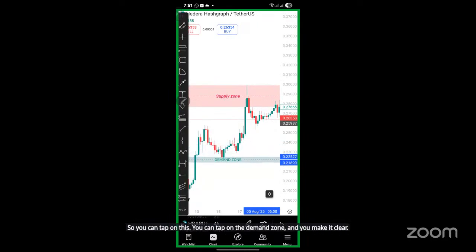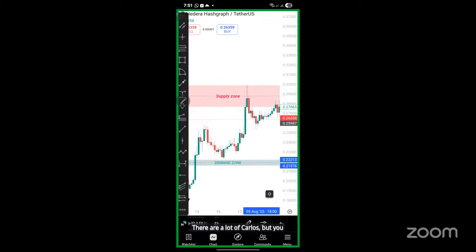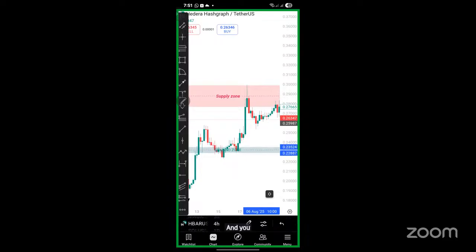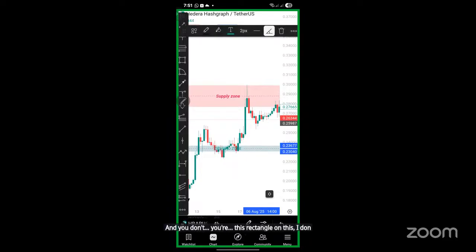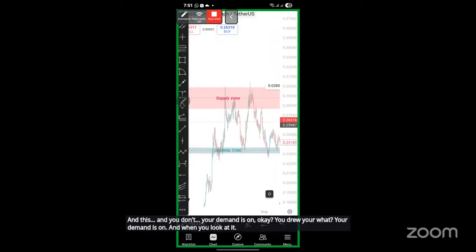Make sure now when you come here, there are a lot of candles, but you use the same technique that you used at first. Find a small candle being engulfed by this big candle. So you can even decide to take this small candle and this one, and you draw this rectangle on this. So you draw your line to here. You enclose this and this, and you draw your demand zone, and when you look at it, price is respecting it very many times.